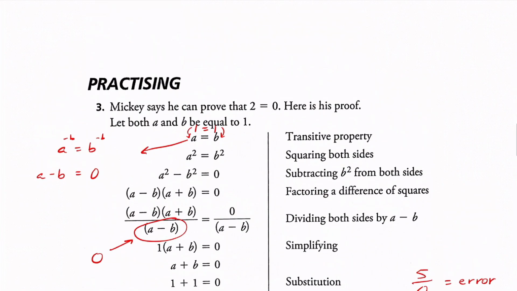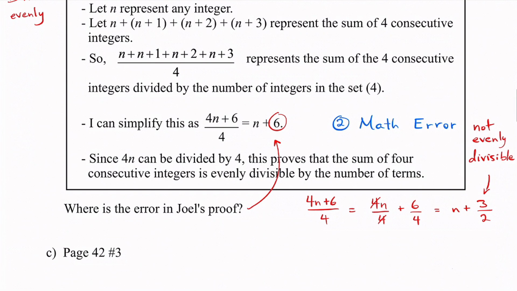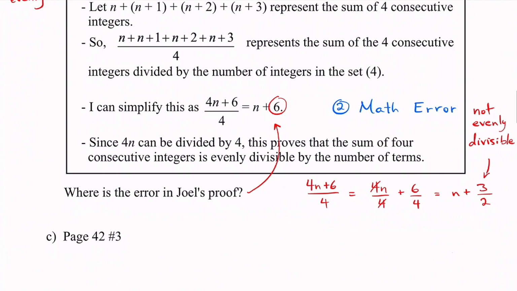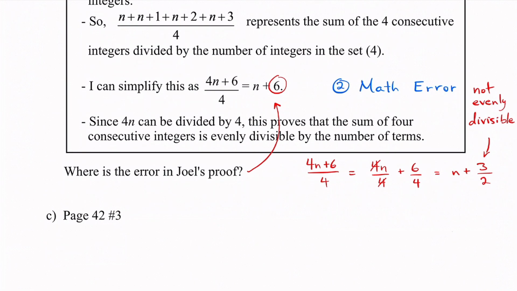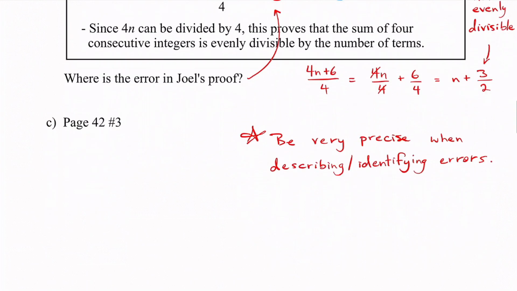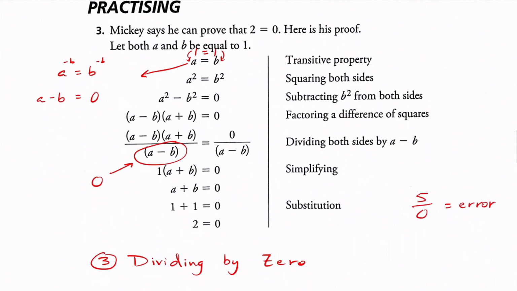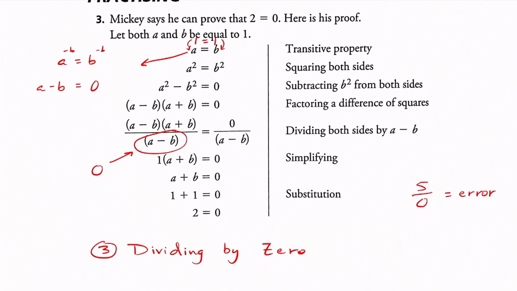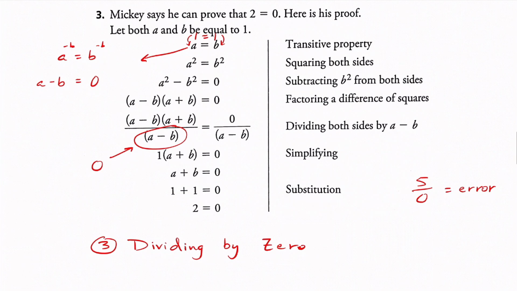So like in this one up here, we were really specific. We circled this and we explained that it should have been a 3/2. So you want to be really, really precise whenever you are explaining errors in proofs. So be very precise when describing or identifying errors to get full marks. So again, that was our last type of error. First one was an invalid initial assumption. Second one was a math error. And then our third one was dividing by 0.